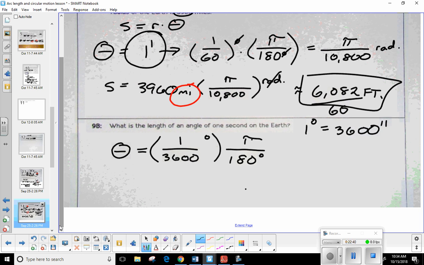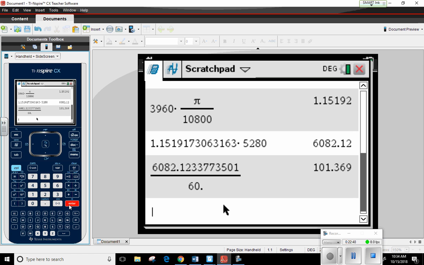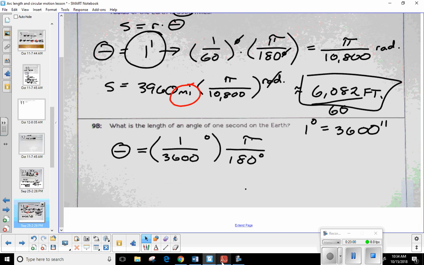So I'll go ahead and start there just to show that we're going to be correct. So the 6,082 feet from the previous problem, I'm going to go ahead and divide by 60. So in 1 second, we're looking at about 101 feet. Now let's see if we get the exact same thing if we run through using the formula. All right. So let's see here. I don't remember what that was off the top of my head.